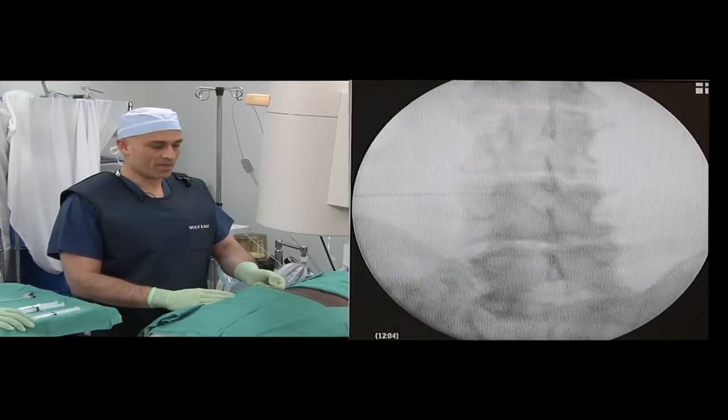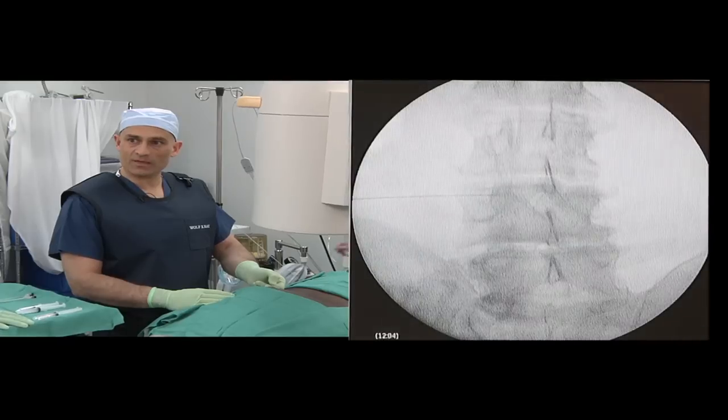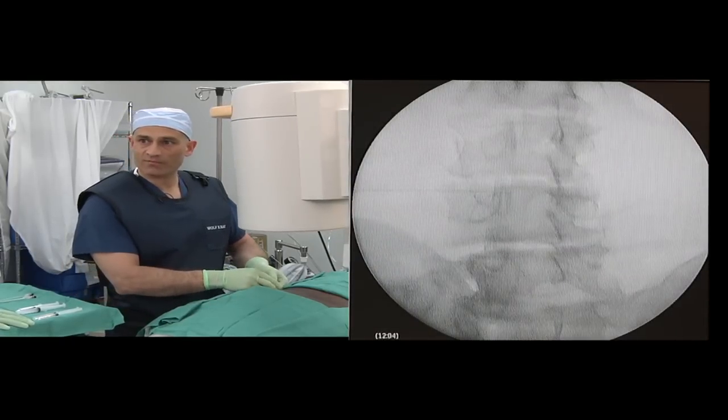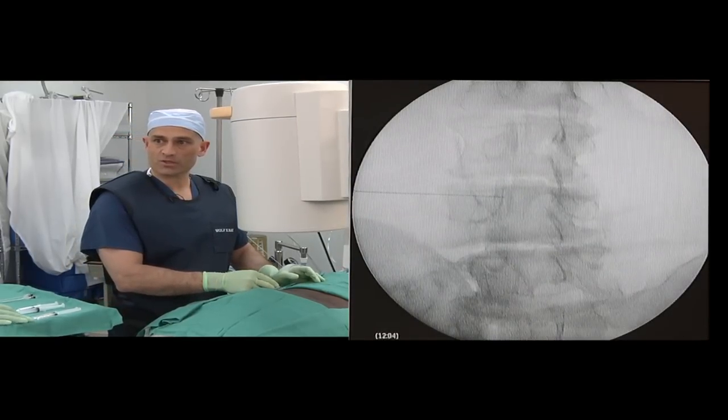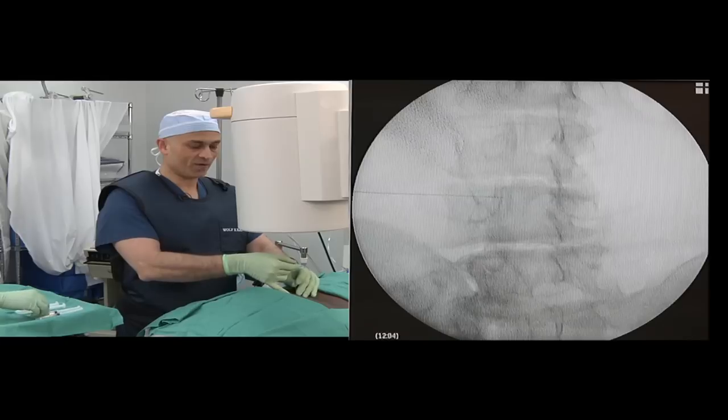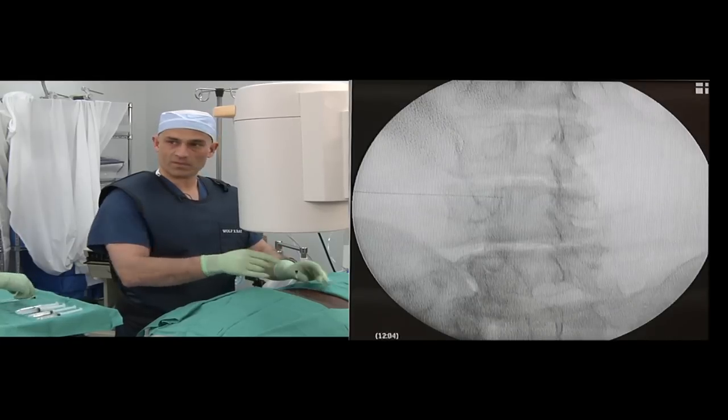The C-arm is then rotated in an oblique fashion, opening up the lumbar facet joint. The needle is then advanced under fluoroscopic guidance into the joint.